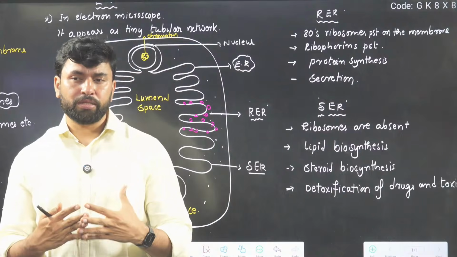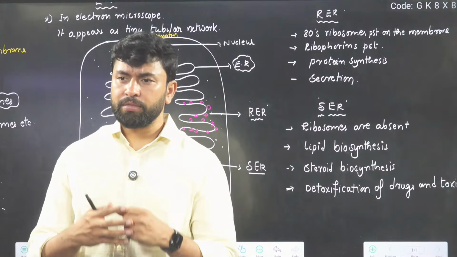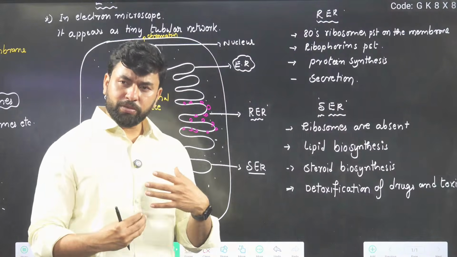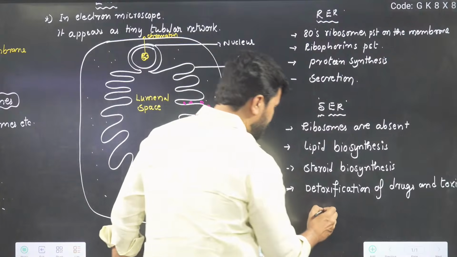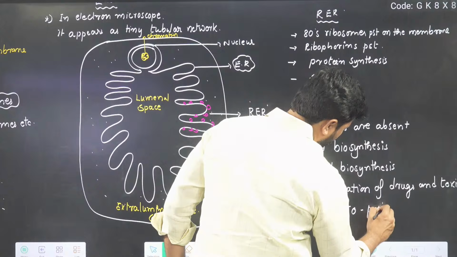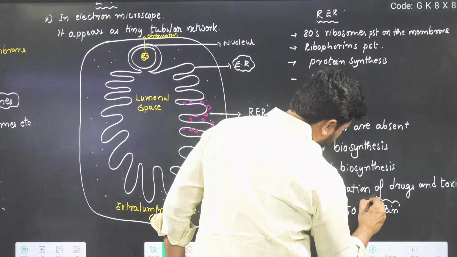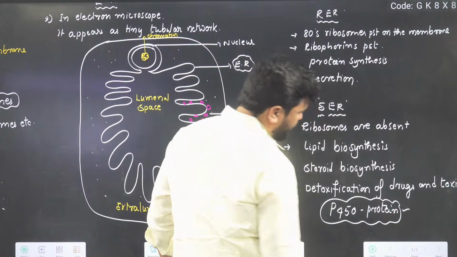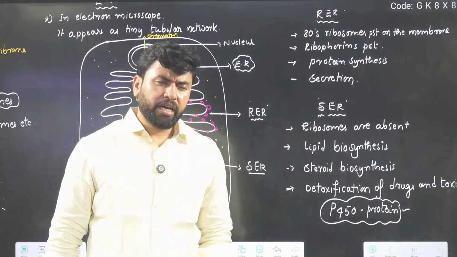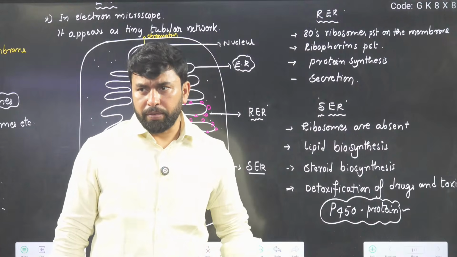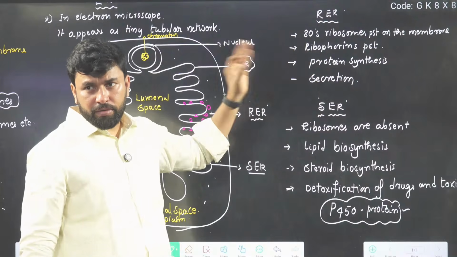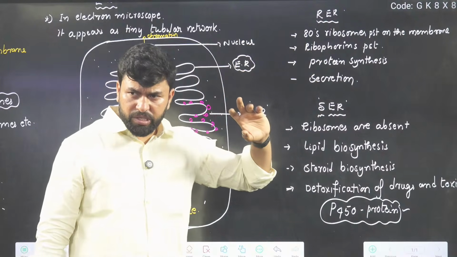In the liver, in hepatocytes, the smooth endoplasmic reticulum processes them. In order to process drugs and toxins, the smooth endoplasmic reticulum contains a protein called P450. This protein is present on our smooth endoplasmic reticulum, responsible for detoxification of drugs and any kind of toxins that enter our body. These are the functions of rough endoplasmic reticulum. These are the functions of smooth endoplasmic reticulum. This much information is enough.